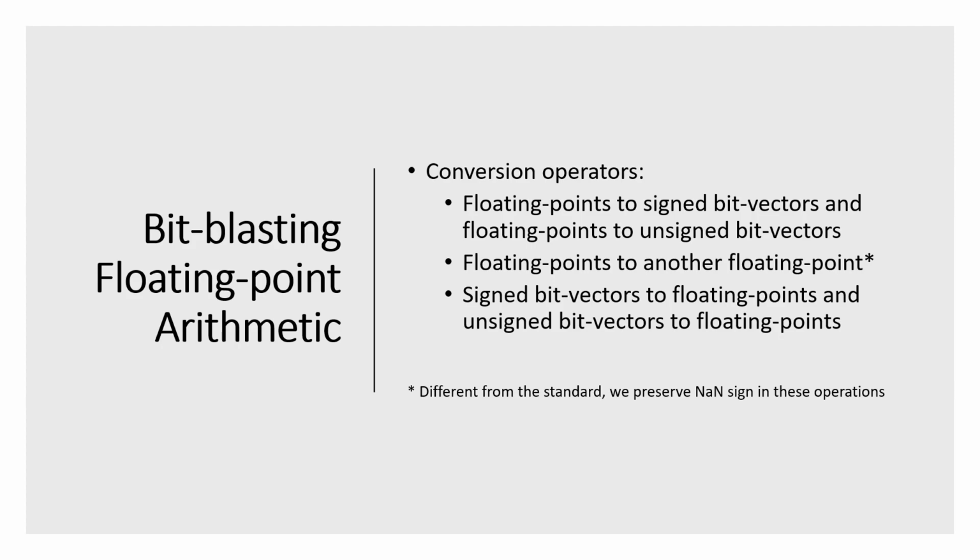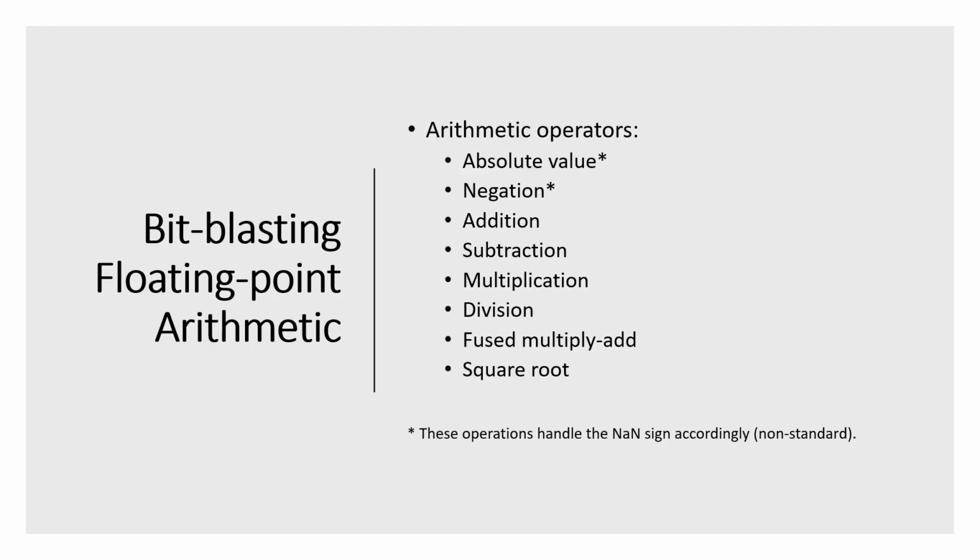Finally, signed or unsigned bit vectors to floating points. This converts bit vectors to the nearest representable floating point using a round mode. It might create plus or minus infinity if the target format cannot represent the original bit vector. Lastly, our floating point API supports the following arithmetic operators.